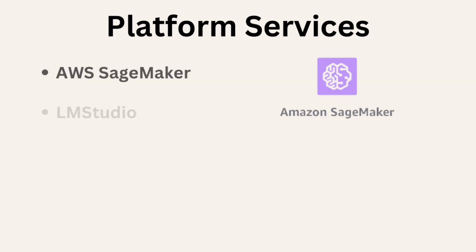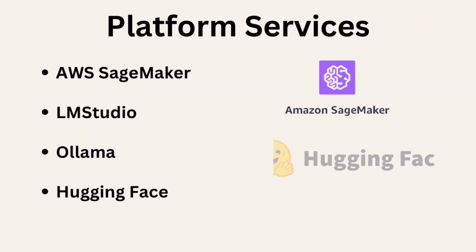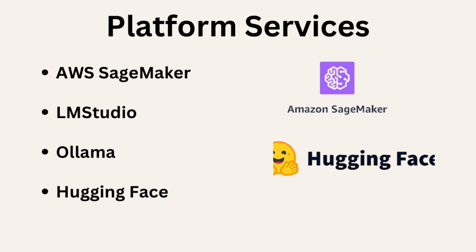Now let's talk about some powerful platform services that can take your AI and ML projects to the next level. First up, AWS SageMaker. This is Amazon's fully managed platform that makes it easy to build, train, and deploy machine learning models at scale. Whether you are just starting out or working on large enterprise projects, SageMaker has all the tools you need to speed up development.